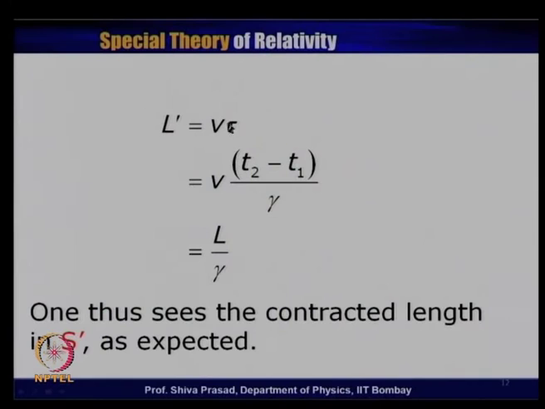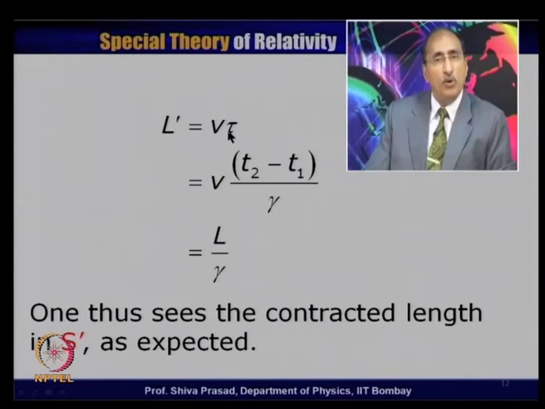Let us just try to compare our notes with reference to the S and S prime frames of reference. We just now said that L prime must be given by V times tau.